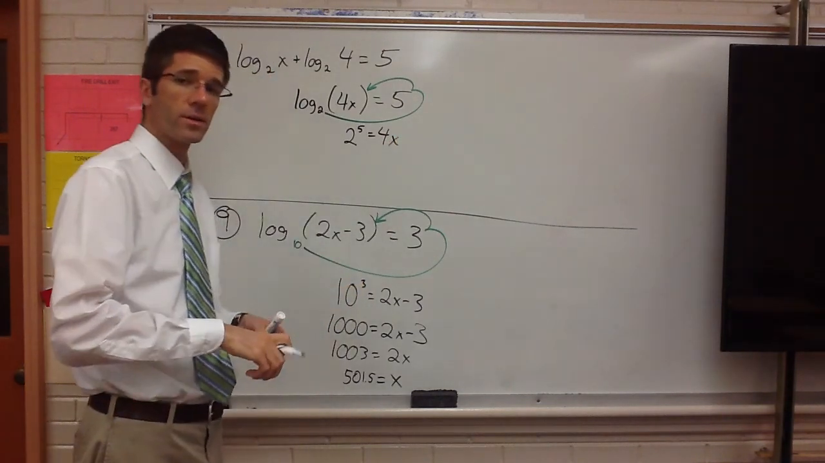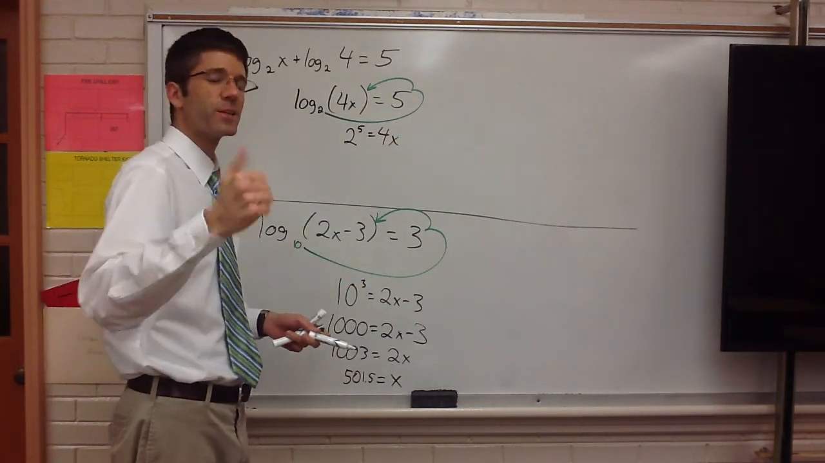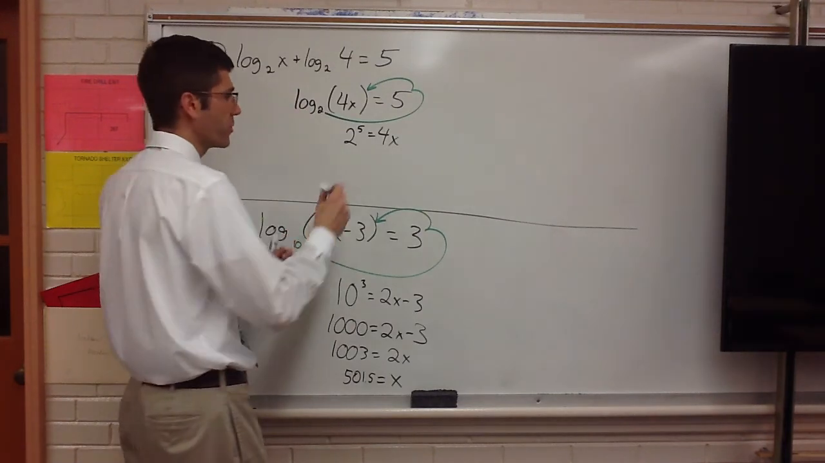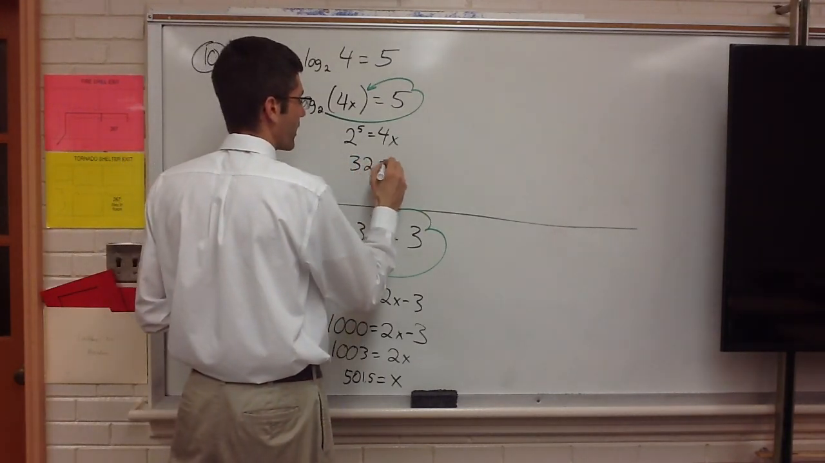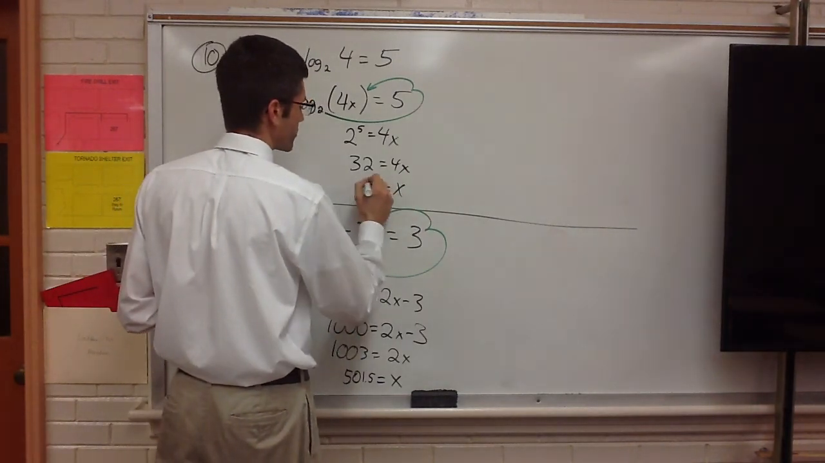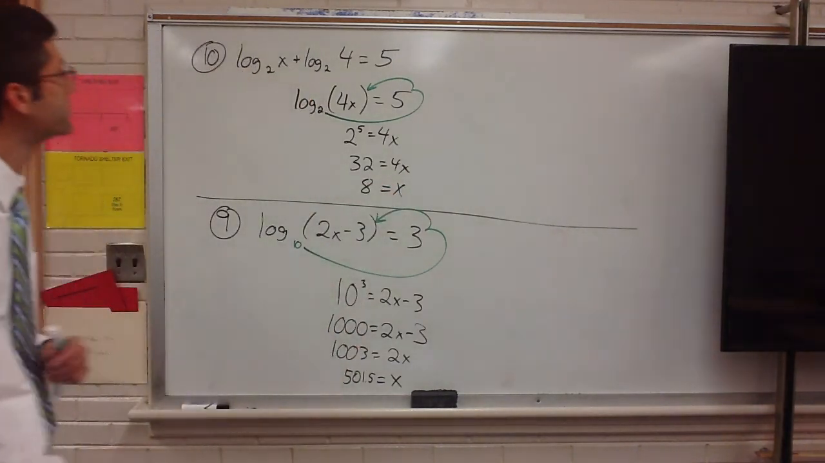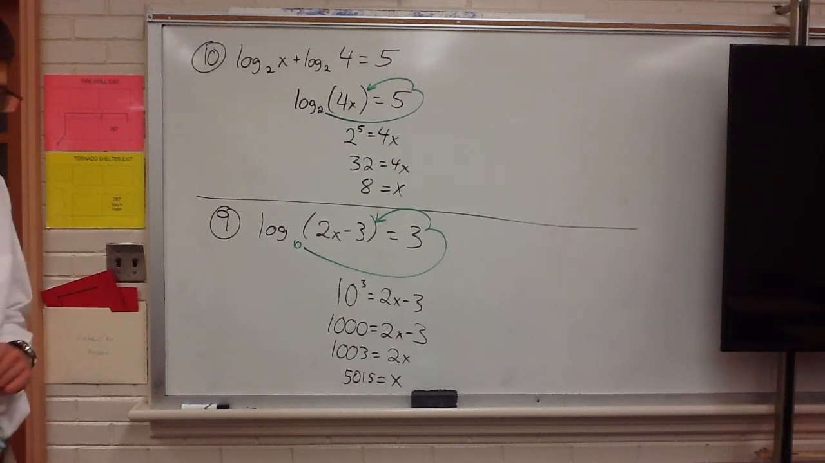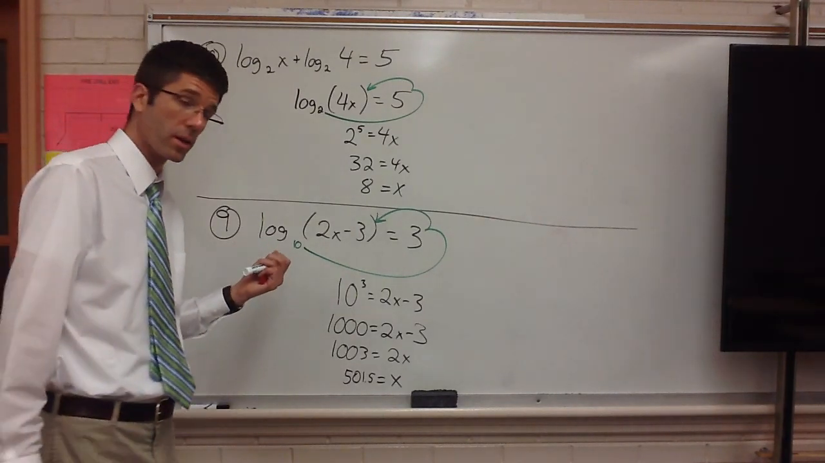2 to the 5th power is 2, 4, don't say 6. 2, 4, 8, 16, 32 equals 4x. We'll divide that by 4. Touch your calculator. There we go. 8. Here goes number 11. You got that? Y'all good before I move on to number 11? Any questions?